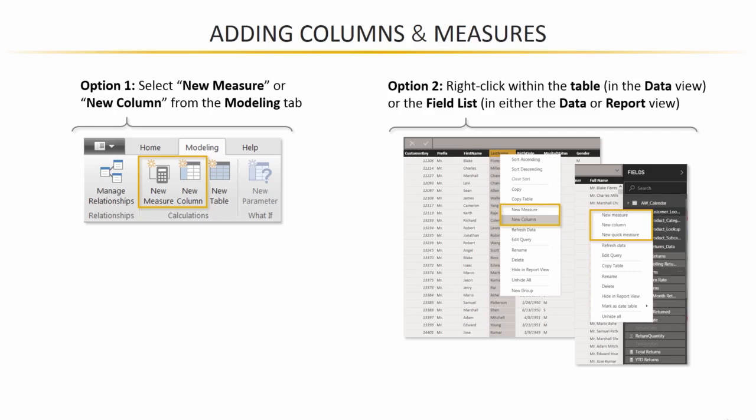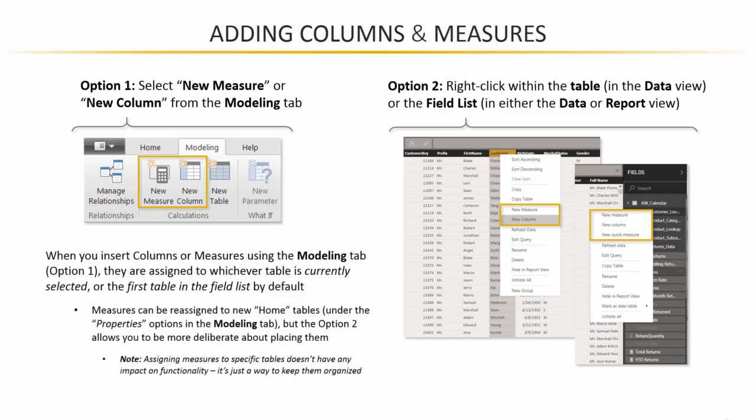Now, there actually is an important difference between the two approaches. When you insert columns or measures using the Modeling tab option, they'll be assigned to whichever table is currently selected, or the first table in the field list by default. When I say assigned to a table, I basically just mean this field that we're creating has to live somewhere. It has to be organized somewhere within our data model, so we can determine what its home table should be. So for instance, measures that are related to sales would likely go into our sales data table, whereas calculated columns related to customers might live in our customer lookup table. It's purely an organizational tool, no impact on actual functionality.